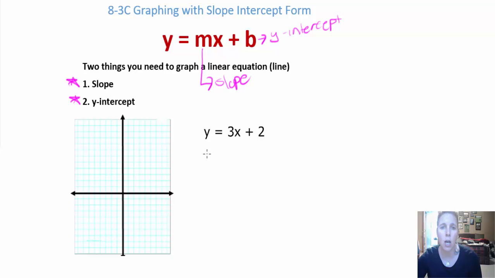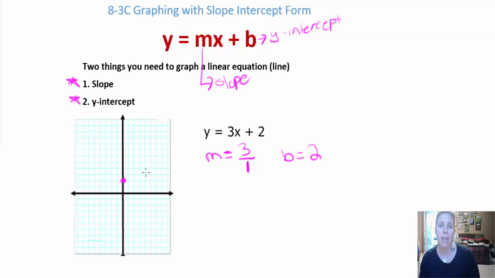Okay, so our slope is 3, which is really what? 3 over 1. And our y-intercept, which is b, is 2. So that y-intercept, what that means is this is where the line crosses the y-axis. So you go to the y-axis and you count up to the 2 and you put a point. There's one of your points. It's the y-intercept. It's where it crosses.